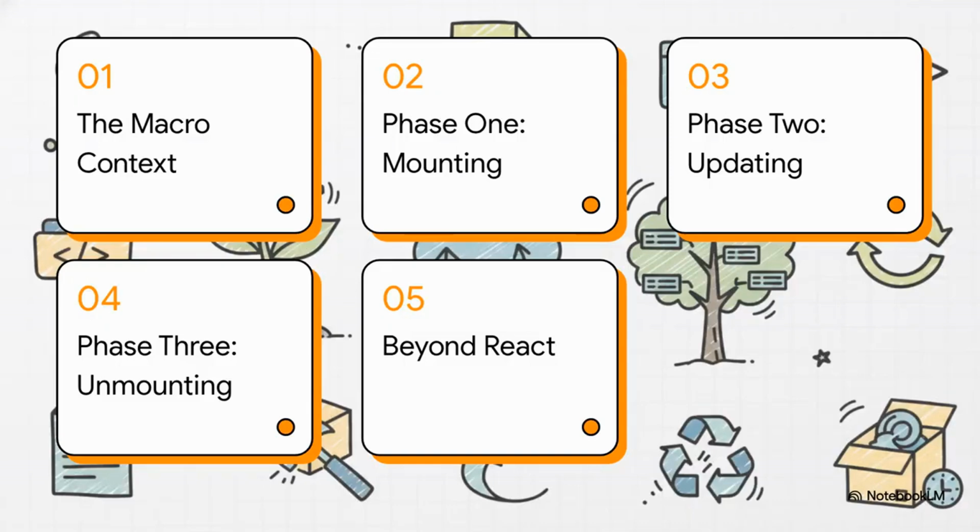Let's jump in. We'll kick things off with a macro view of software assembly. Then we'll jump straight into the three core runtime phases of a React component, which are mounting, updating, and unmounting, and then we'll zoom way back out to see how this universal concept applies across all engineering disciplines.